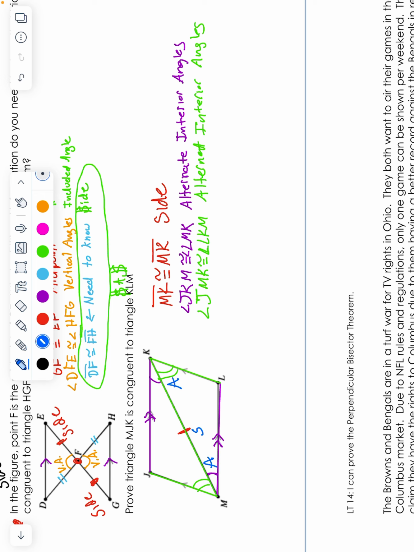This is an included side. It's between the angles. It's formed by them, between them. So that's one way, basically the only way we could prove that these two triangles are congruent, by angle, side, angle.